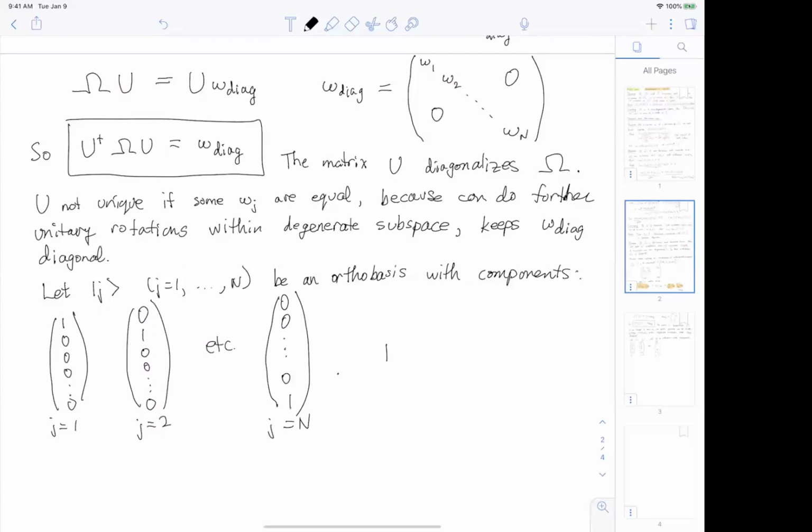Okay, then omega j, the ket, is equal to our unitary operator acting on the basis ket, j. So this is the unitary operator, which we are specifying by telling what its matrix elements are, with matrix elements u_kj equals bra k, U, ket j.